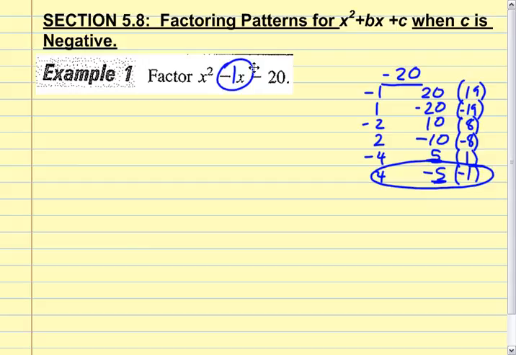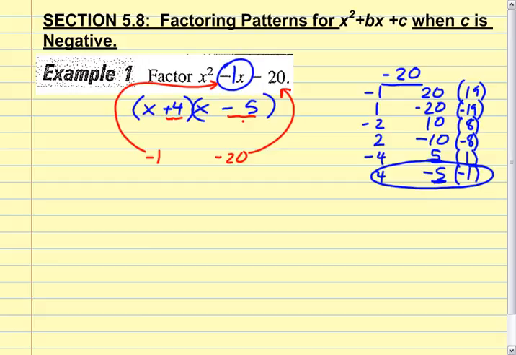Anyway, clearly, when I factor this, I'm going to get x's in the front, plus 4, minus 5. When I multiply 4 times minus 5, I get negative 20. That gives me the back number. When I add 4 and negative 5, I get negative 1. That gives me the middle number.